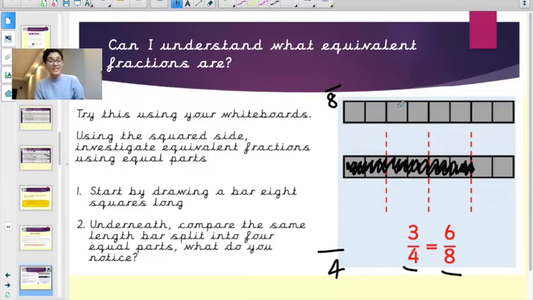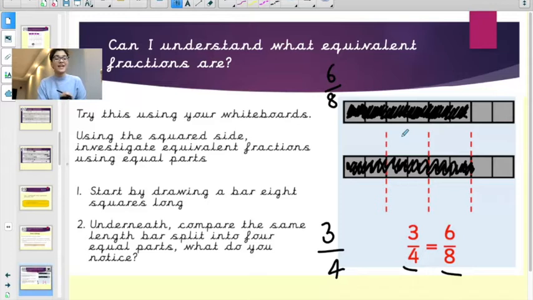So let's shade in 6 squares of this 8. 1, 2, 3, 4, 5, and 6. Can you see them, boys and girls? We've got 2 different fractions there. I've shaded in 6 out of 8 possible parts, and here I've shaded in 3 out of 4 possible parts. But look, they are exactly the same size, which tells us that they are equivalent fractions.